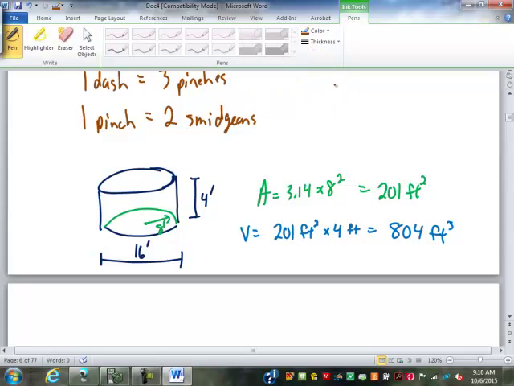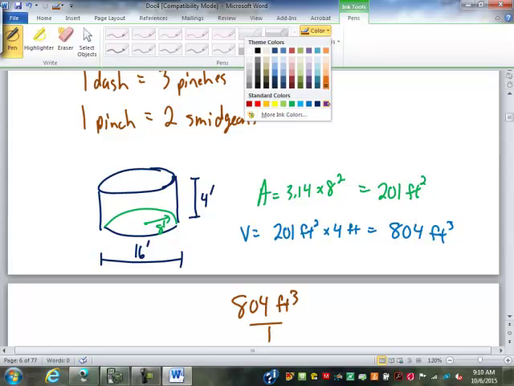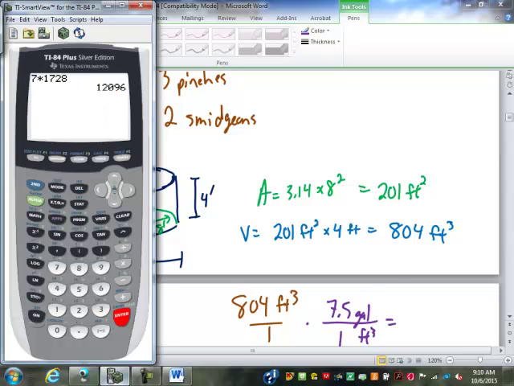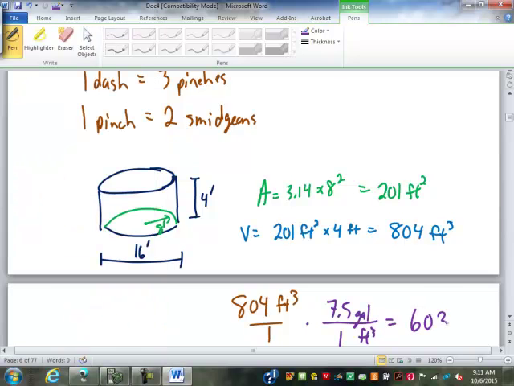How many gallons of water are in that? Well, that's 804 cubic feet over 1 times, we're going to put cubic feet on bottom. There's 1 cubic foot is 7.5 gallons, or 7.48, however you want to do it. Normally what I would do is I'd round it down to 800 and I'd use the 7.5. We'll use the 7.5 anyway. Get 6,030 gallons of water. So even that small pool, that 16-foot diameter, 4-foot deep pool, has 6,000 gallons of water in it.